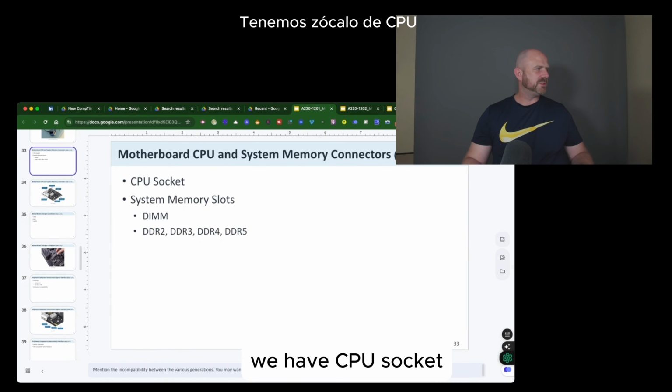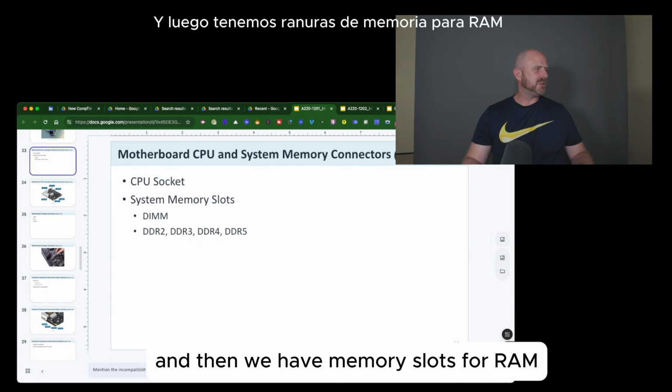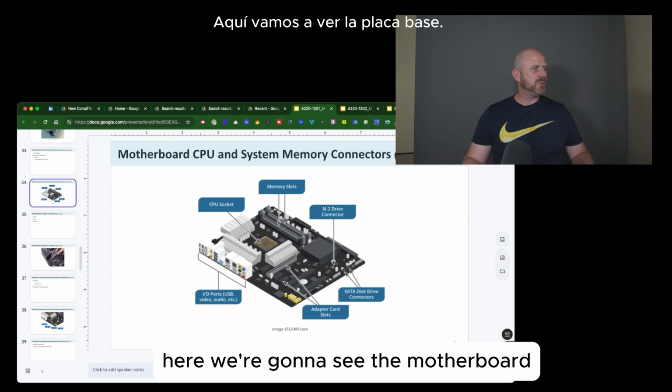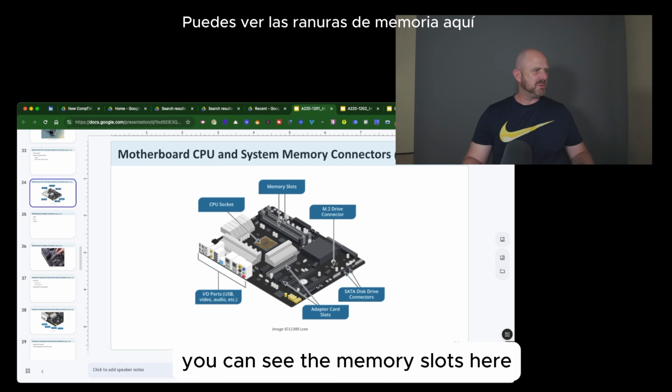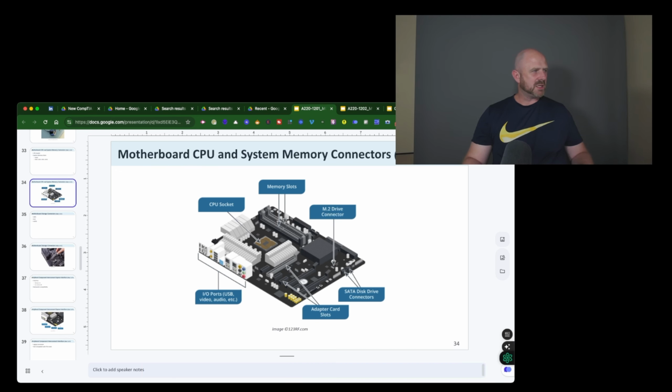So we have a CPU socket, and then we have memory slots for RAM. Here we're going to see the motherboard, CPU, and system memory connectors. You can see the memory slots here. We'll start at the top, slots for the memory.